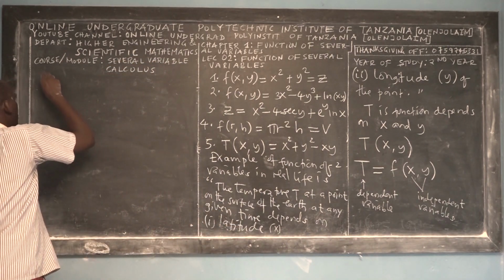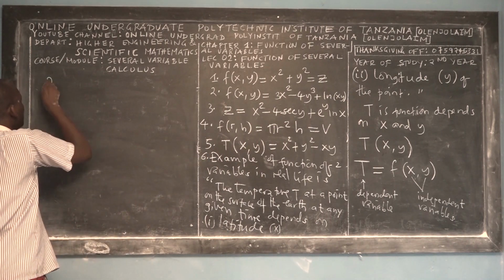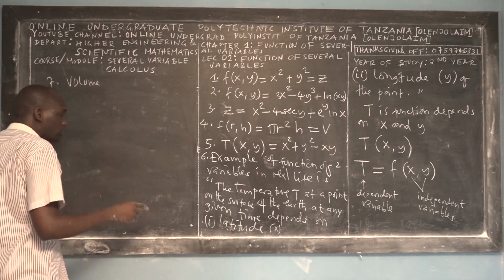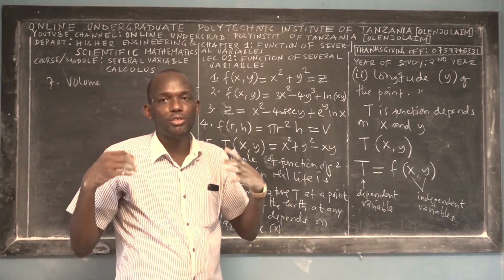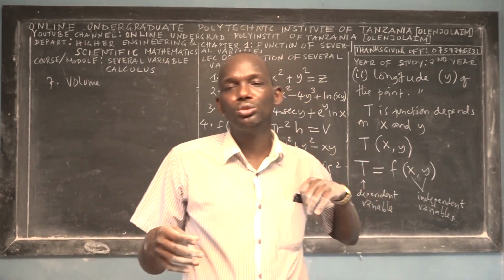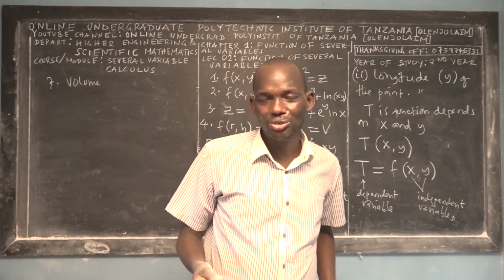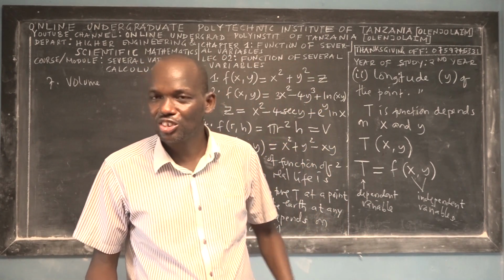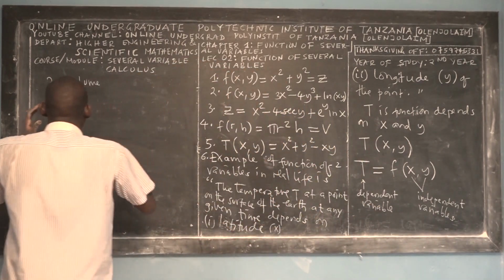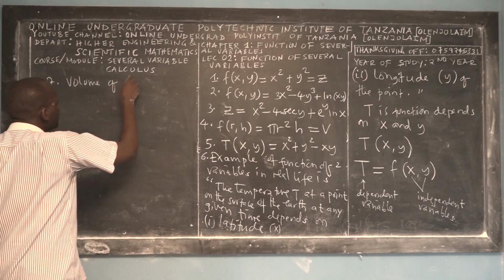So the second example, this is example 7. I want to give you real life examples because the main objective of the online undergraduate Polytechnic Institute of Tanzania is to train you, mentor you, incubate you, and teach you how you can use classroom instruction, combined with the knowledge of the Word of God, to solve real life problems. So let's say the volume of the circular cylinder.